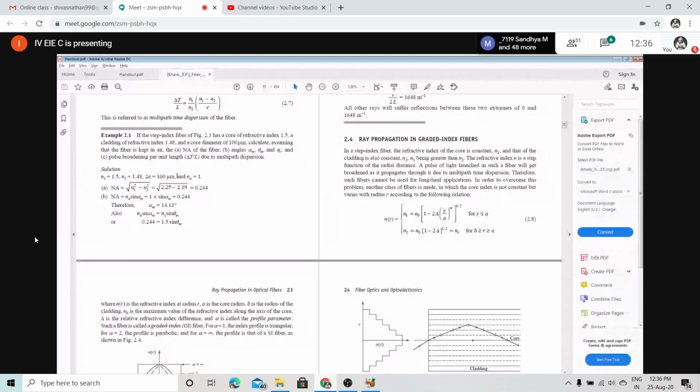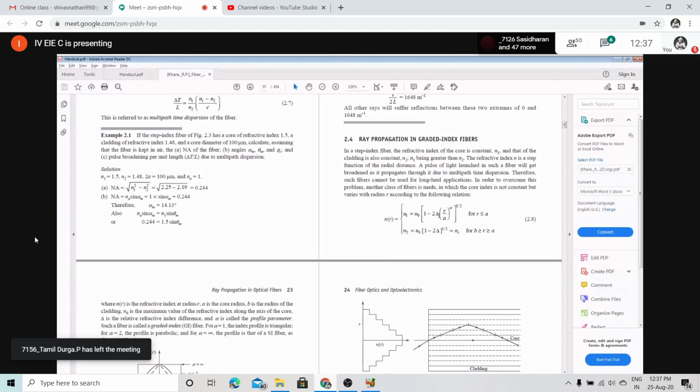So we have n of r, given by n1 equal to n0 times (1 minus 2 delta (r by a) to the power of alpha) to the power of 1 by 2. So what do we understand from this? That might be a question. Previously, in the case of step index fiber, we have a simple relation that n1 is the refractive index of the core, and n2 is the refractive index of the cladding. It is not going to change at all.